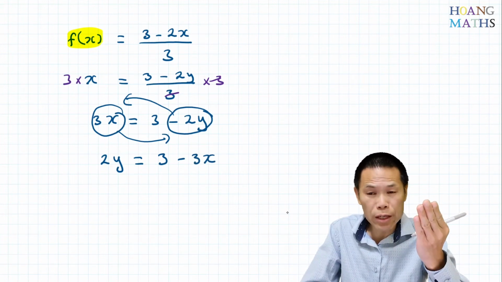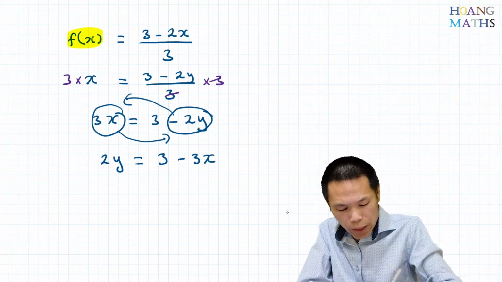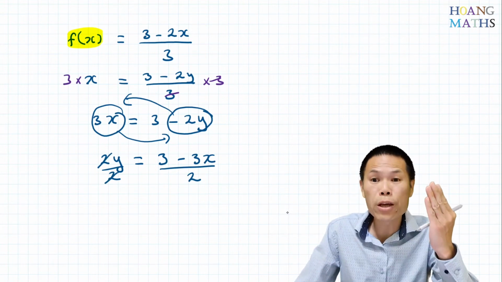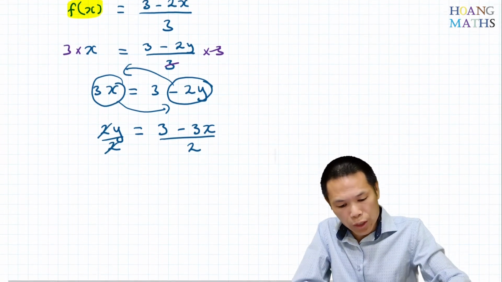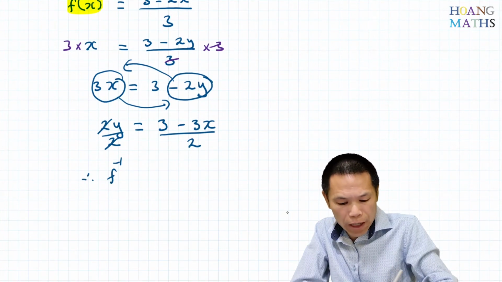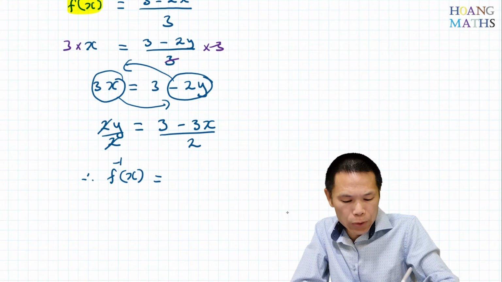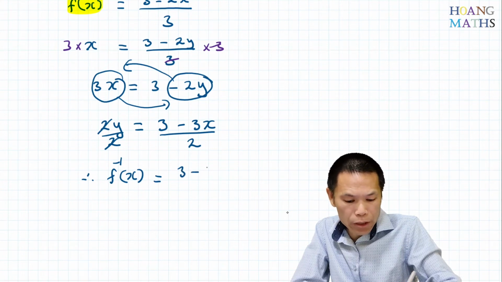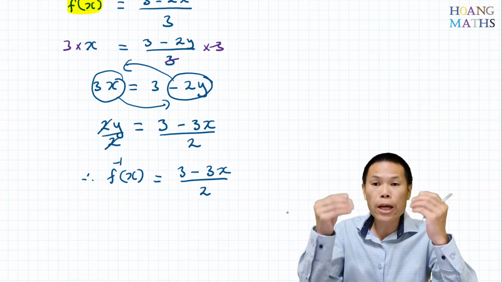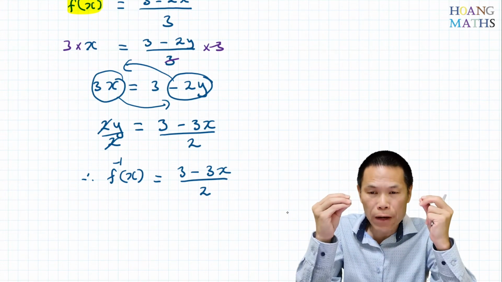Now I just divide everything by 2. So that will give me, I divide by this, I divide this. So now y is equal to 3 minus 3x over 2. So in other words, I write therefore the inverse function is equal to 3 minus 3x over 2. So there you go. This is the inverse function.